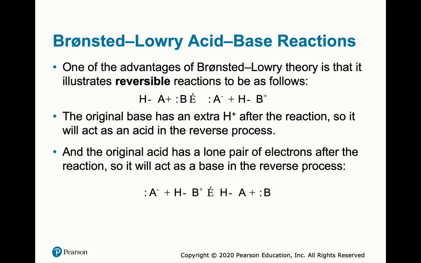So Bronsted-Lowry acid-base reactions are reversible reactions, as follows. These reversible reactions can go in both ways. So you have hydrogen attached to the acid and then the base in equilibrium with the anion from the acid and then the hydrogenated base complex. But then it can go the other way around, where in the reverse direction, you can see that the bottom here is just the equation reversed, where you have the anion from the acid and then the hydrogen base complex in equilibrium with the original acid and then the original base.